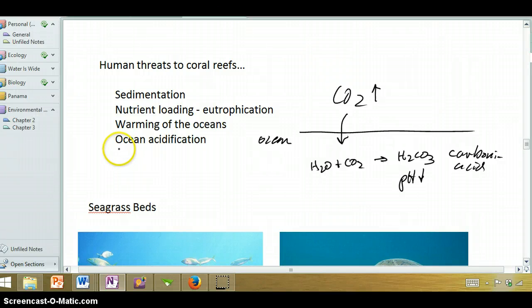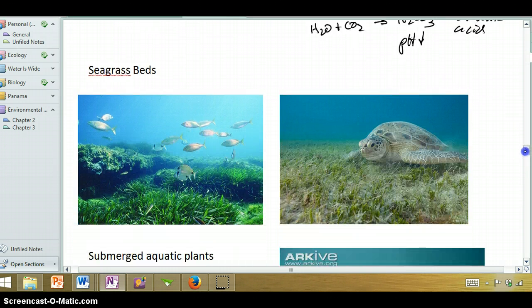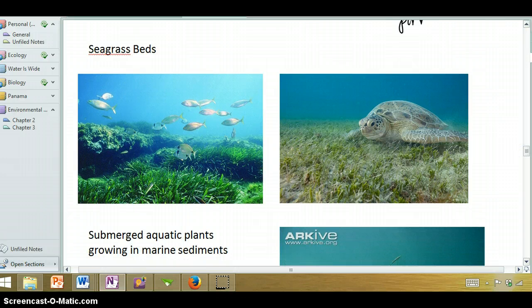So the point is that it becomes available to these animals to build their shells: clams, oysters, corals, things like that. All right, now another type of nearshore habitat in the shallower oceans is the seagrass beds.